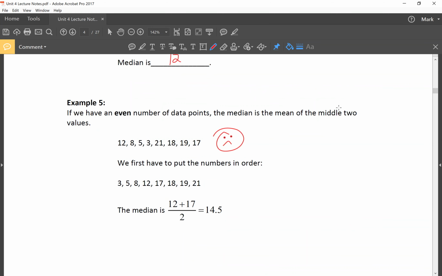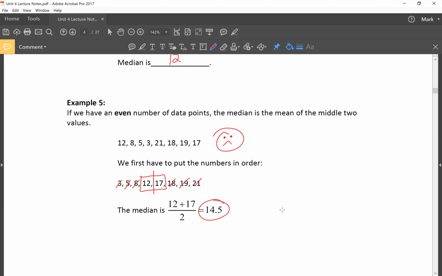Now, the problem here, if I cancel off, so 3, 21, 5, 19, I'm not canceling. I'm just trying to identify what numbers are in the middle. The problem here is 12 and 17 are in the middle, and I'm trying to find the number in between them. So the way you do that mathematically is find the average or the mean. So 12 plus 17 divided by 2, my median here would be 14.5.